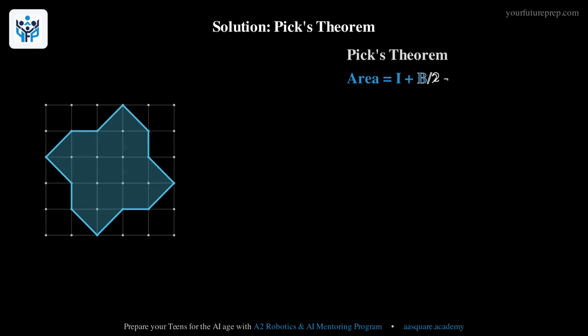Because every corner is on a lattice point, we can use Pick's theorem. It says the area of a lattice polygon equals I plus b over 2 minus 1, where I is the number of grid points inside the figure and b is the number of grid points on its boundary.